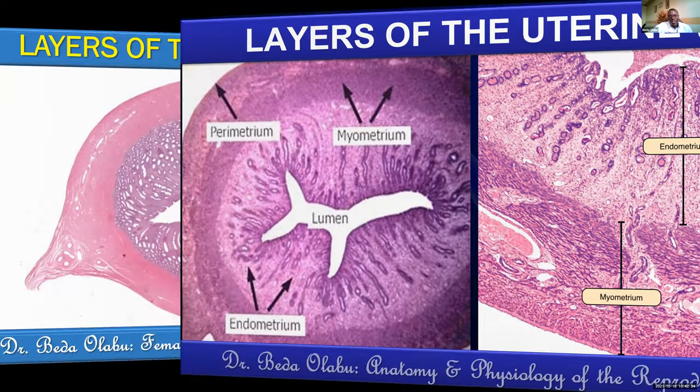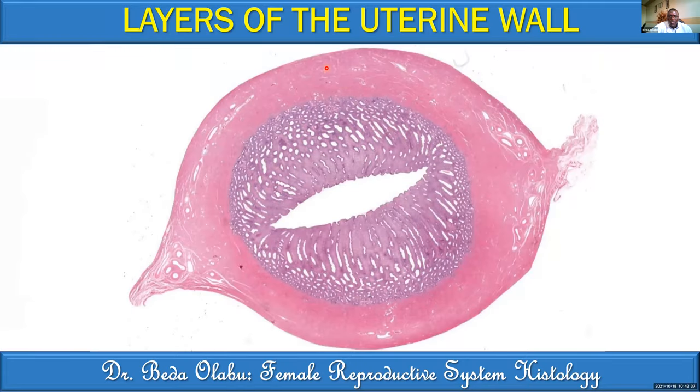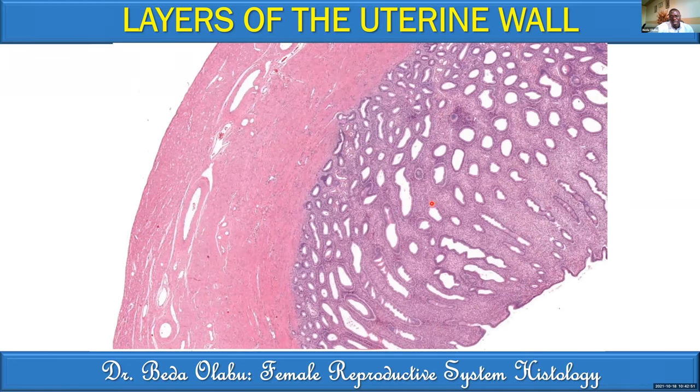Right. So these are images of the uterine wall showing us the endometrium there, and perhaps the myometrium with the stratum vascularis we can see there. A higher magnification of it shows us the endometrium, the myometrium, and those blood vessels with very thick walls. This is the stratum vascularis of the myometrium.